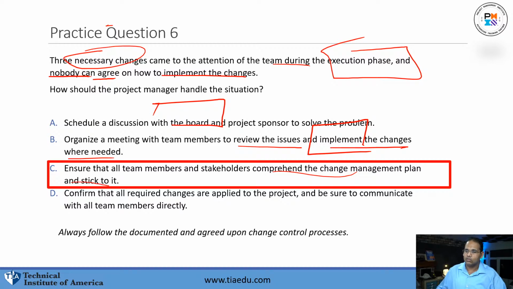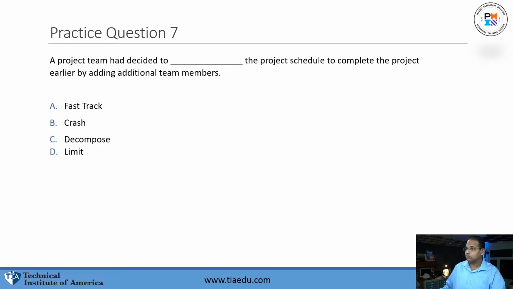Now, why is D wrong? Confirm that all required changes are applied to the project and be sure to communicate them. D is not a good answer. Why? Because they tell you in the question nobody can agree how to implement them. You just can't go and implement them. You have to follow the change management process.